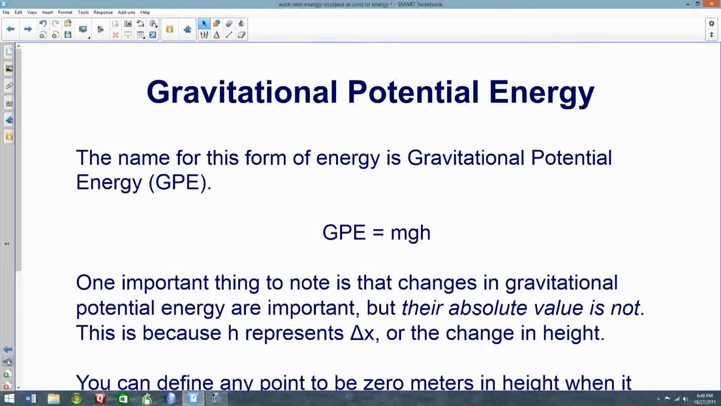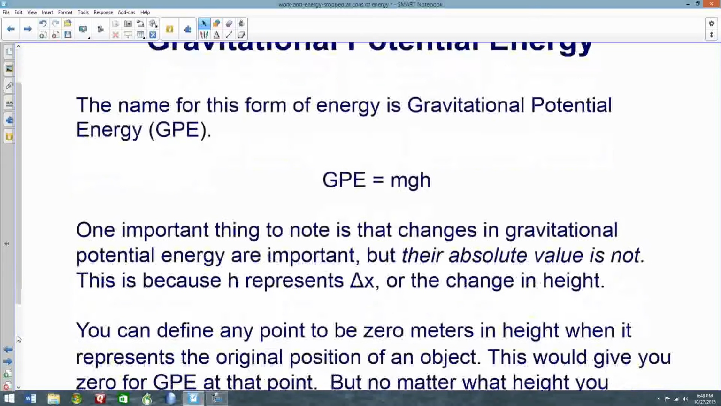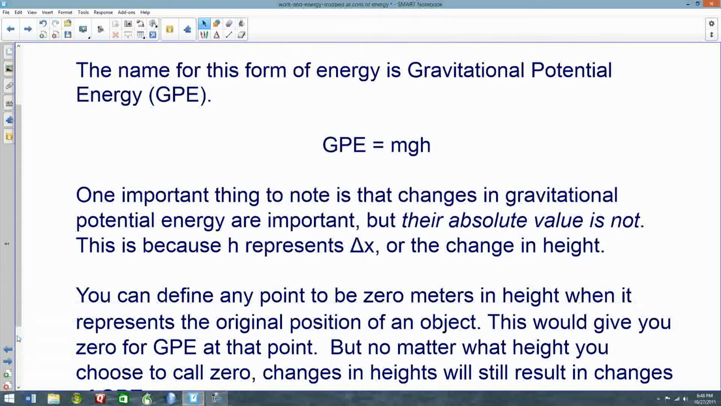The name for this form of energy is called gravitational potential energy. We use GPE to represent gravitational potential energy. One important thing to note is that changes in gravitational potential energy are important, but their absolute value is not. This is because h represents delta h, or a change in the height. You may define any point to be 0 meters in height when it represents the original position of an object. This would give you 0 gravitational potential energy at that point.